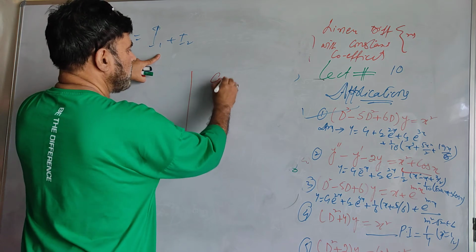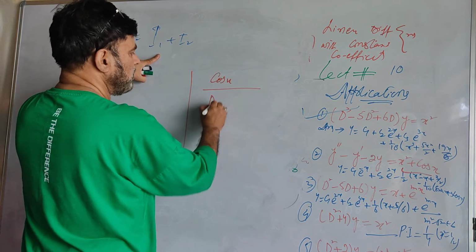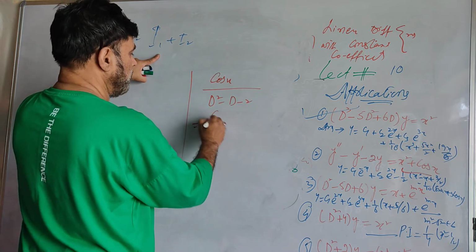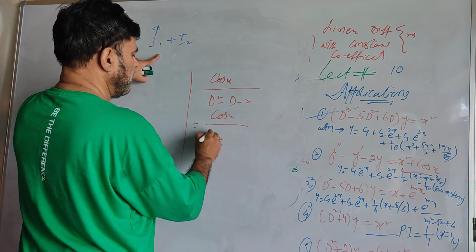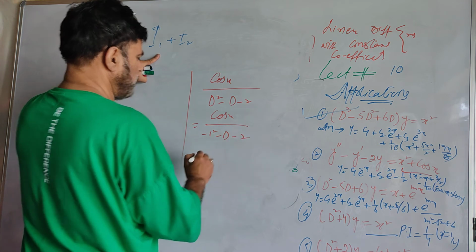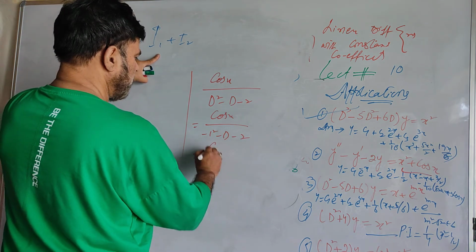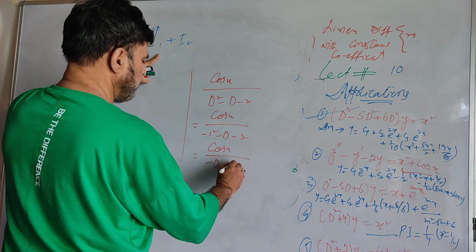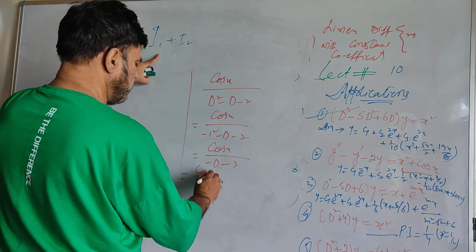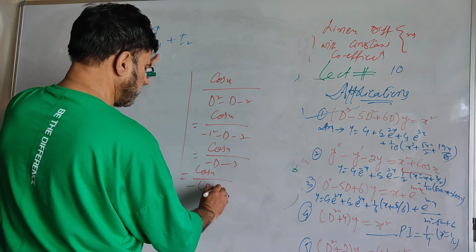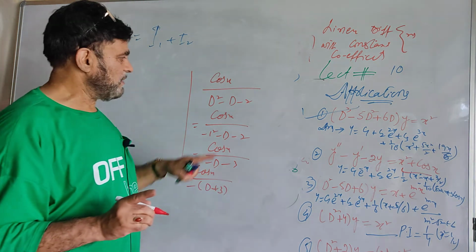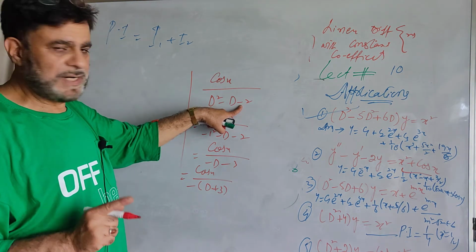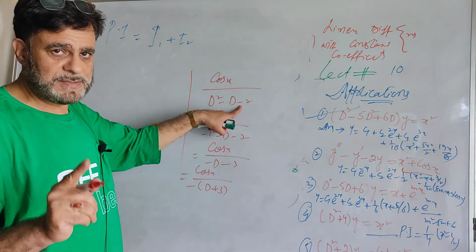This is cos x by, it was d square minus d minus 2. Just look, it is cos x by minus 1 square minus d minus 2. It is cos x by minus d minus 3. It is cos x by minus common, d plus 3. Perhaps we have committed a mistake here. I forgot to write this minus 2. It is minus 2 here. I wrote plus 2 there. Clear it, please.